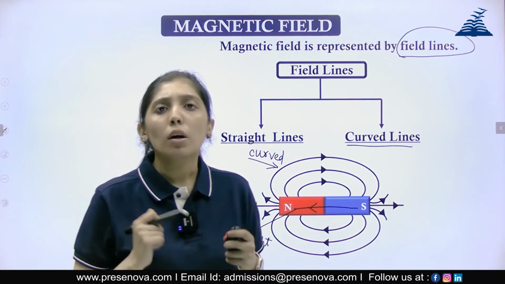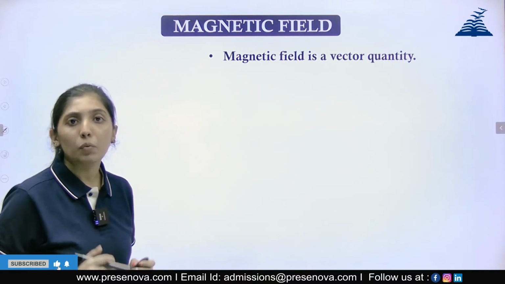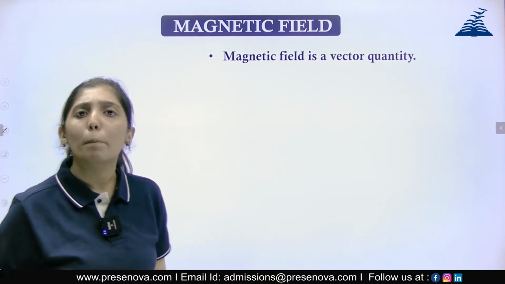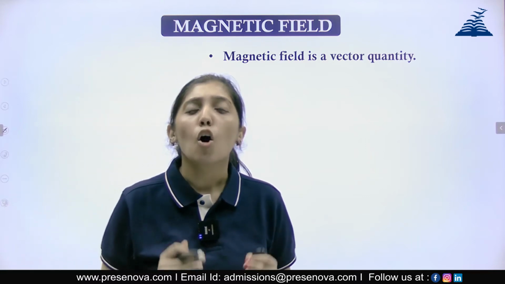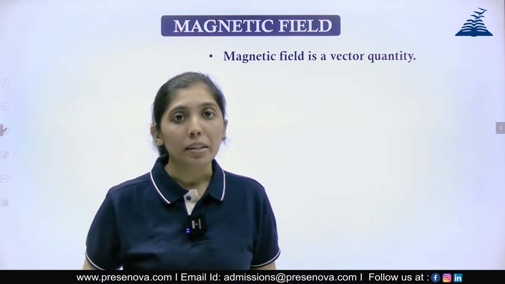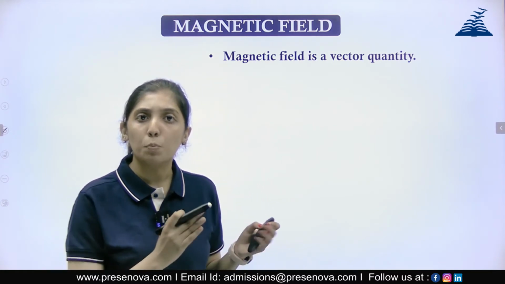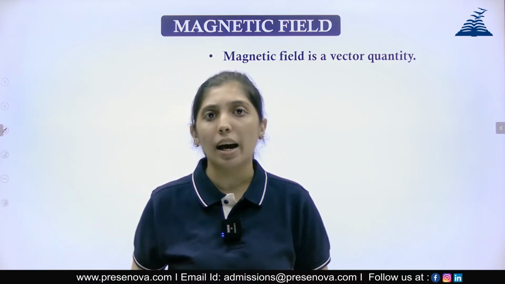And to talk more about it, magnetic field is a vector quantity, which means it requires both magnitude and direction for its complete specification. We all know what a vector quantity is, isn't it? It is nothing but a physical quantity which has both a magnitude and a direction.